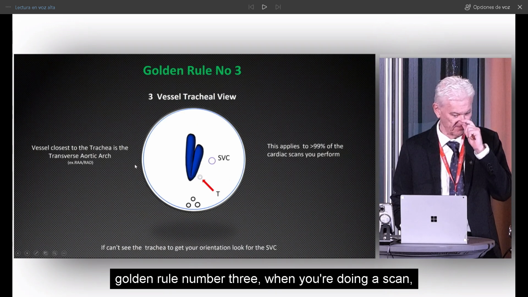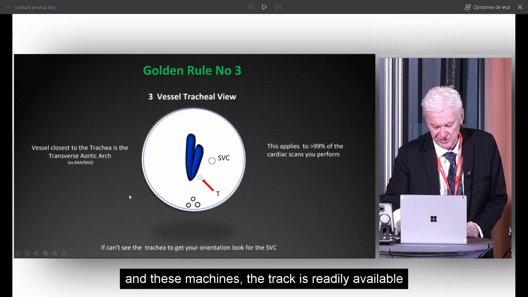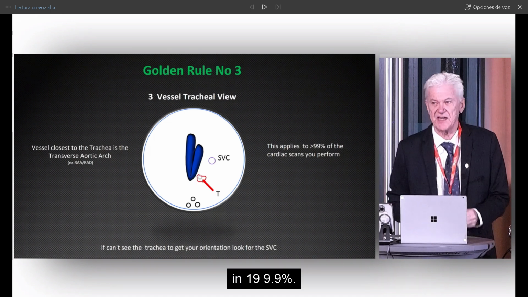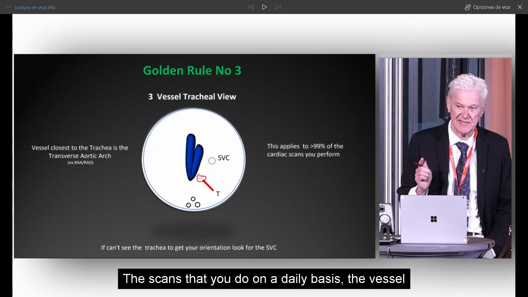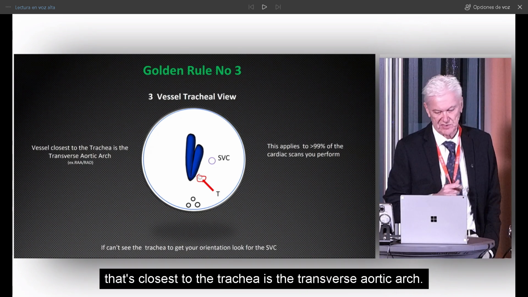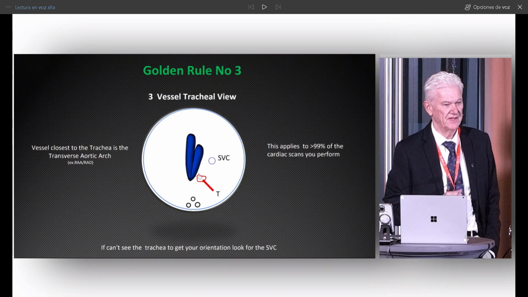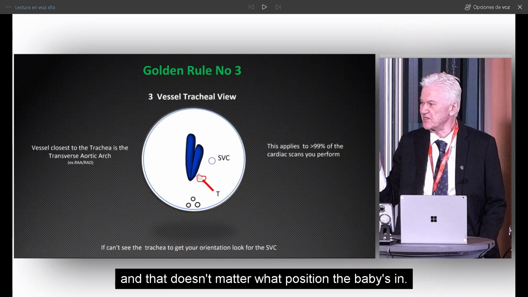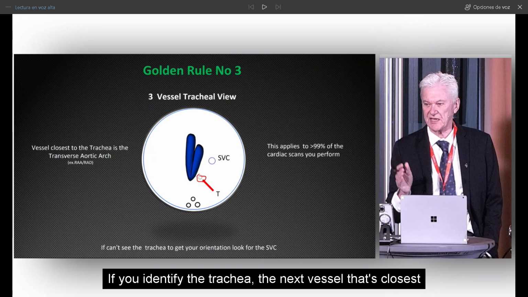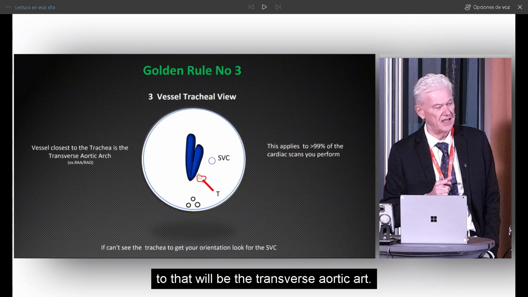Golden rule number 3. When you're doing a scan, you look at the point of the trachea. In these machines, the trachea is readily available. In 99.9% of the scans that you do on a daily basis, the vessel that's closest to the trachea is the transverse aortic arch. That is such a helpful rule. And that doesn't matter what position the baby's in. If you identify the trachea, the next vessel that's closest to that will be the transverse aortic arch.